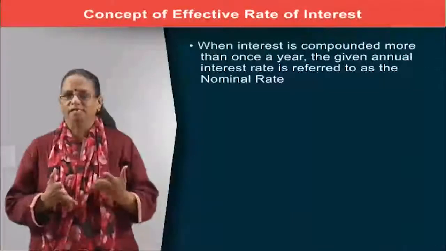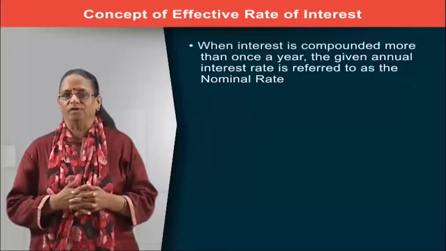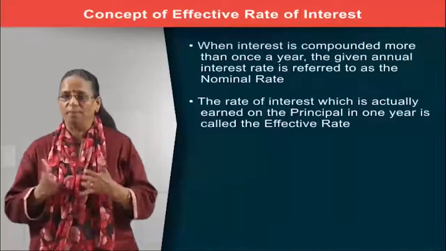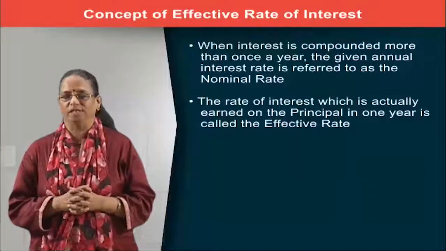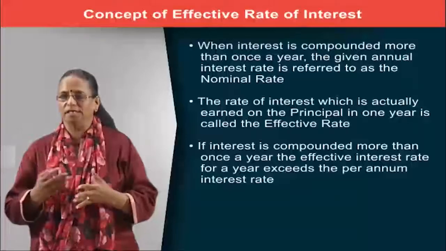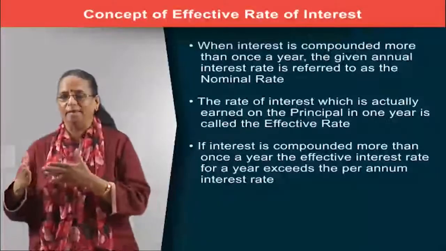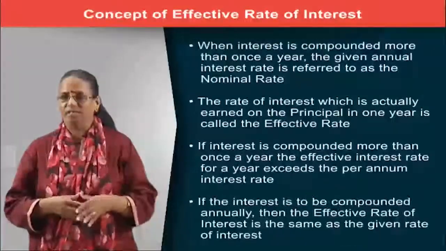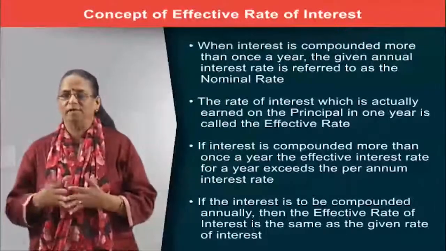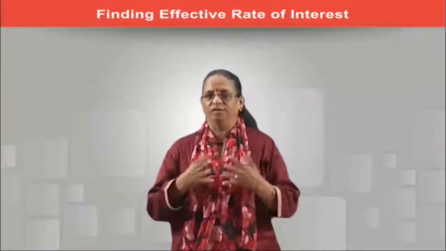When interest is compounded more than once a year, the given annual interest rate is referred to as the nominal rate. The rate of interest which is actually earned on the principal in 1 year is called the effective rate of interest. And if the interest is compounded more than once a year, the effective interest rate for a year exceeds the per annum interest rate. And if the interest is compounded annually, then the effective rate of interest will be the same as the given rate of interest. Now let's see how to find the effective rate of interest.